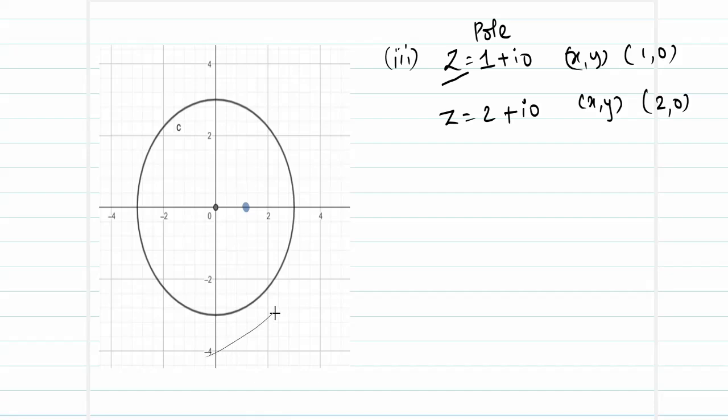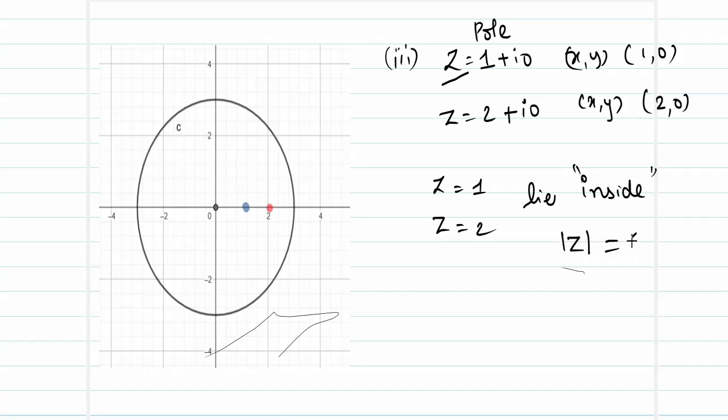Now how about the second point? The second point is going to be 2, 0. Where is 2, 0? We will try to plot this 2, 0 also. 2, 0 is going to be over here. So 2, 0 also lies inside. So we come to a conclusion that both the poles, z is equal to 1 and z is equal to 2, lie inside the given curve mod z is equal to 3.